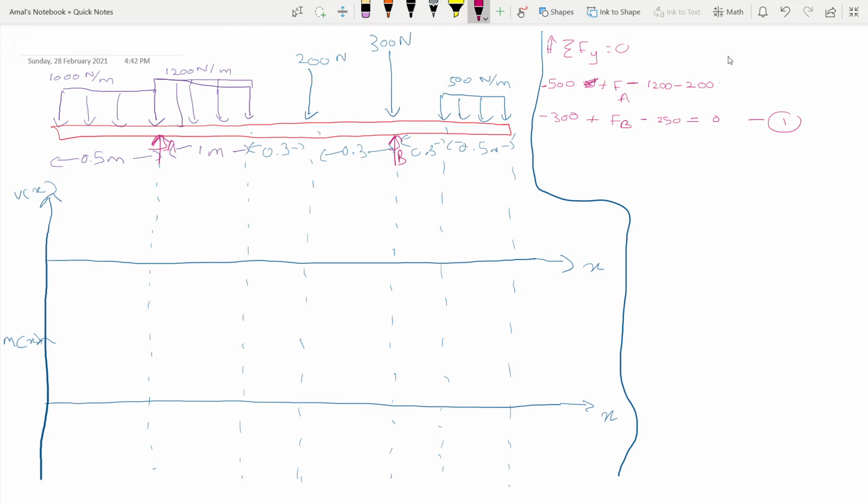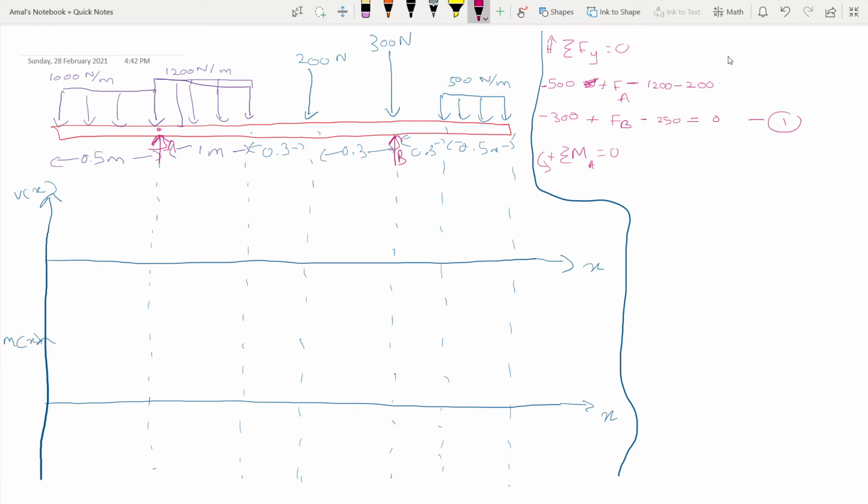Now we can find moments about a selected point. I'm going to say the sum of moments at A is equal to 0. That way I eliminate FA, because FA doesn't create a moment at A since it is on that point. By doing the sum of moments, I can find FB. I'm going to say counterclockwise is the positive direction. Let's see, I'm going to put my finger here, then analyze.